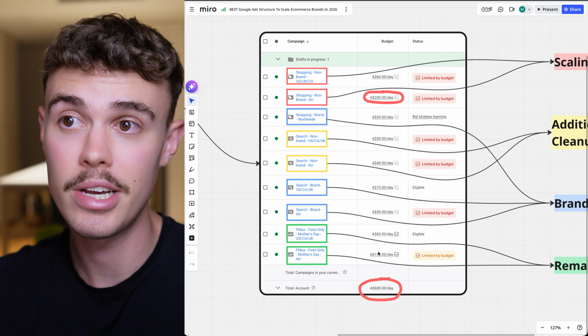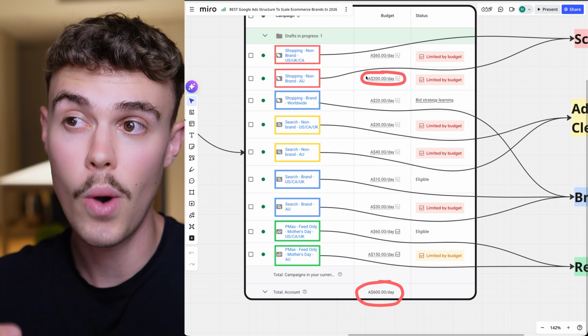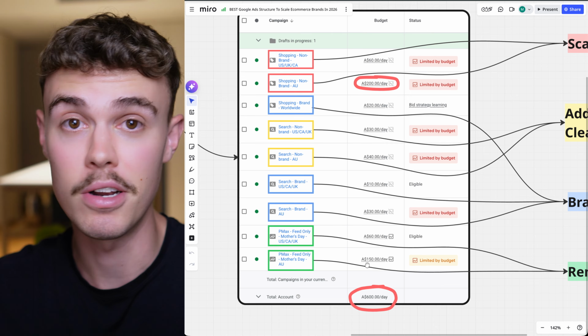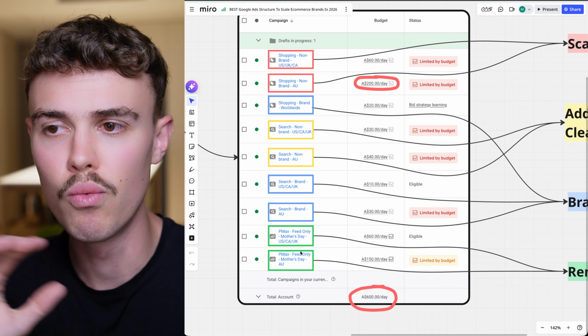And you can see we still have pretty high budgets on these PMAX campaigns. Not quite as high as shopping, but still pretty high because a lot of money should really go into your remarketing if it is profitable. And these PMAX campaigns are working really well right now.